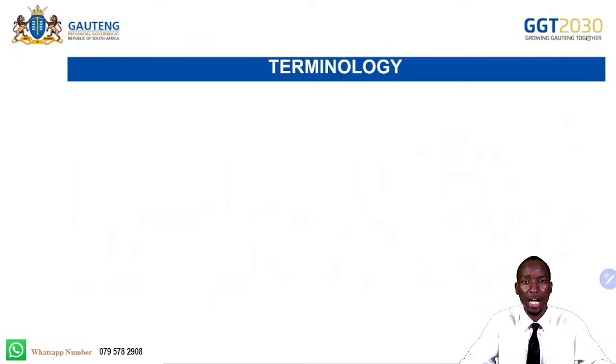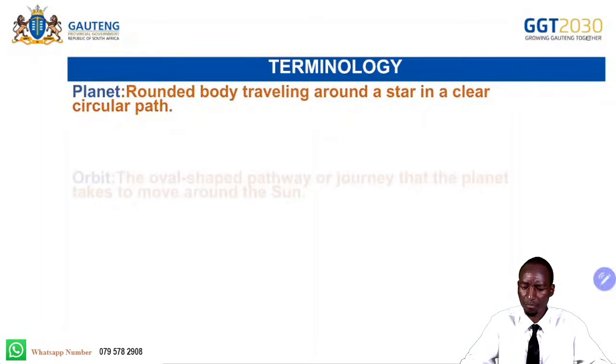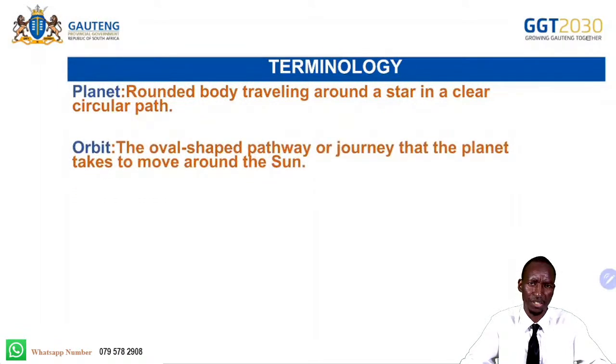Let's move on as we continue with our terminology. The planet. How do you define the planet? The planet is defined as a rounded body traveling around a star in a clear circular path. That's a planet. Let's define the orbit. This one is an oval-shaped pathway or journey that the planet takes as it moves around the sun. That's how we define the orbit.